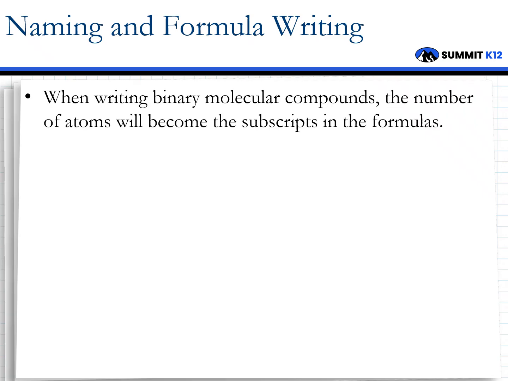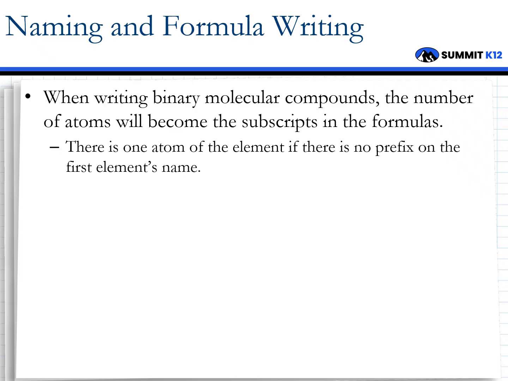Since the prefix in the name of binary molecular compounds denotes the number of atoms of each element in the compound, the formulas of these compounds are simple to write. The number of atoms will be the subscript in the formula. Remember that if there is no prefix on the first element name, that means that there is one atom of that element in the molecule.